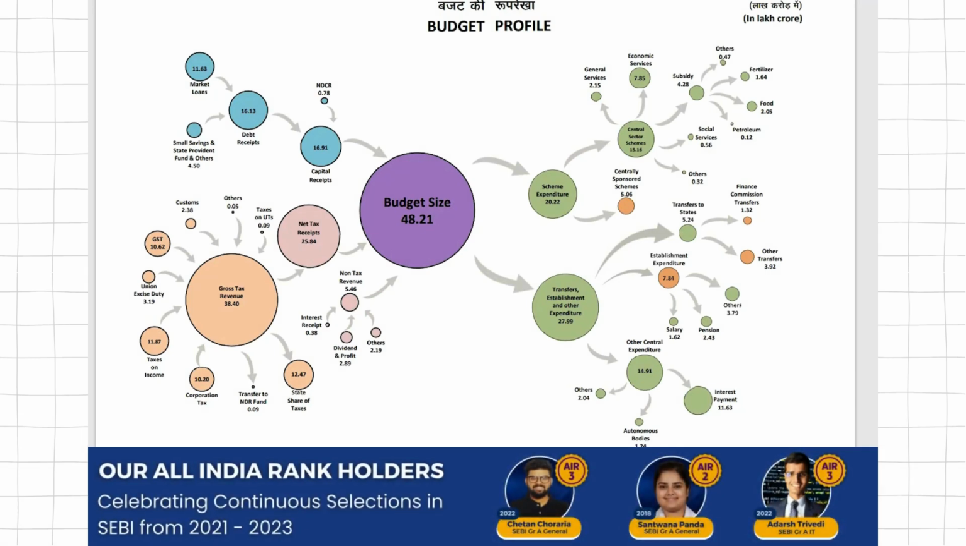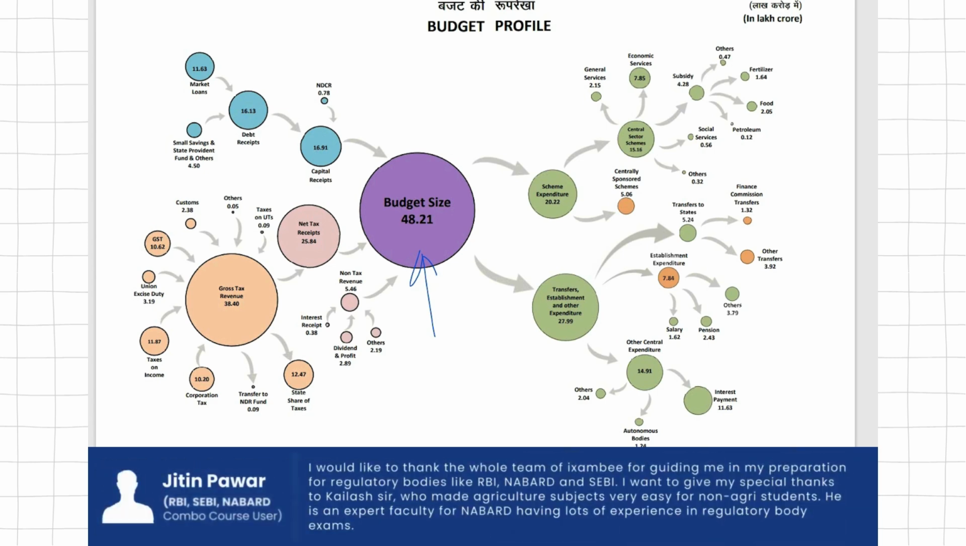You may not believe it, but actually budget is very simple to understand if you know the outline of it. Budget is about the money government receives. How much is it? 48.21 lakh crore, and this is the same amount of money government spends in a year.